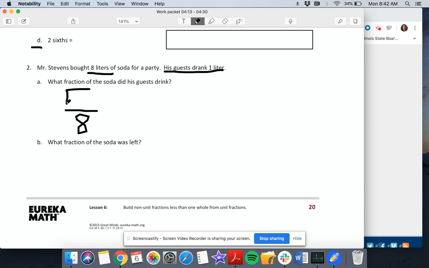So what would go here? What would be our denominator? Or numerator, I'm sorry. It would be the number that his guests drank. So how much did his guests drink again? They drank 1 liter. So this is how much they drank. So this is what would be shaded. And then our total is 8. And then your job is to find what fraction of the soda was left over.